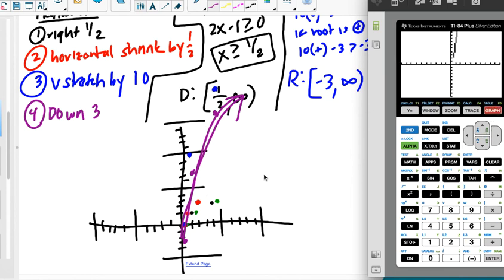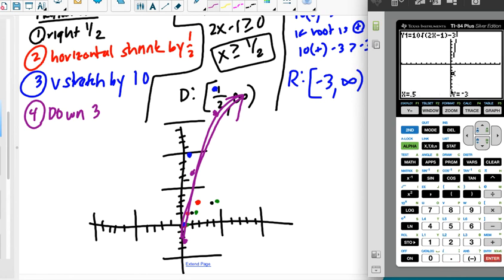That's weird. Did I do a plus 3? Did I do something crazy? It should be down 3. Let's see what happens. Trace, let's do 1/2 and see what happens. Well, that's not right. Trace 0.5. There we go. It is down, sorry.